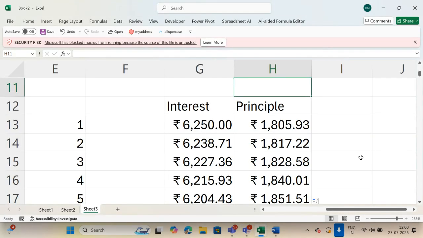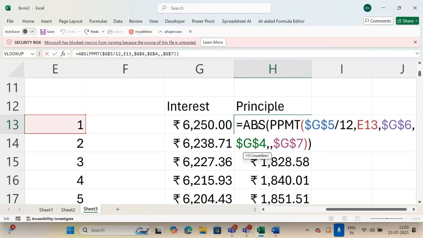Dipankar, for that you have to use the ABS function. Negative to positive. ABS is an absolute function which converts your negative value into the positive value.